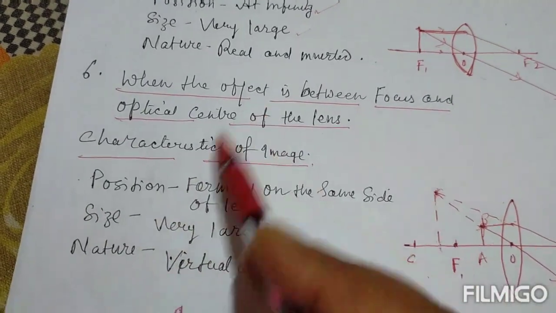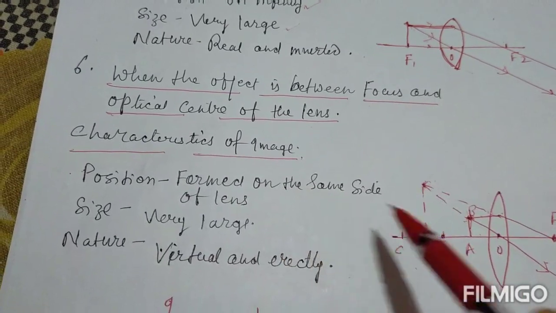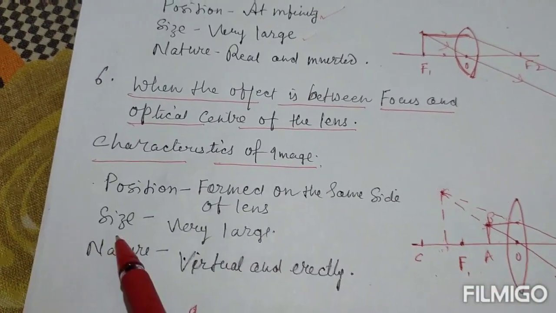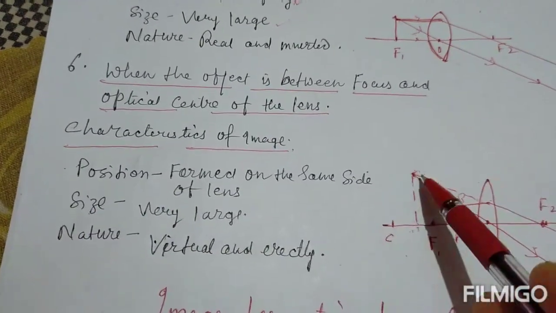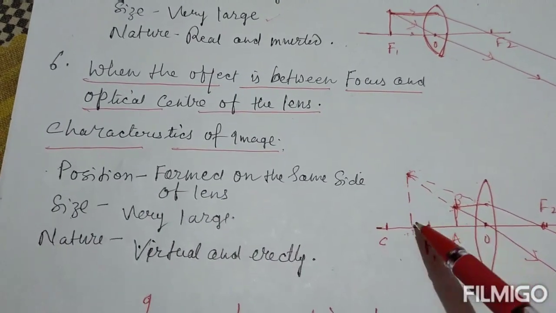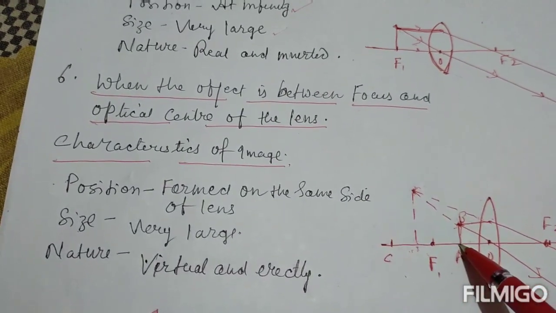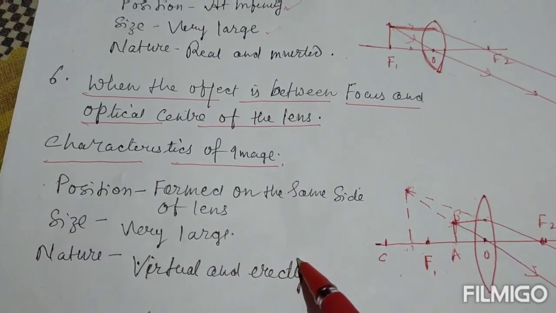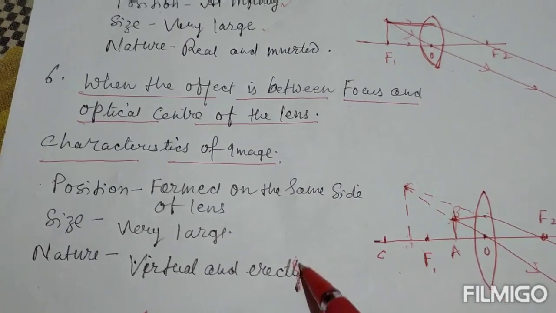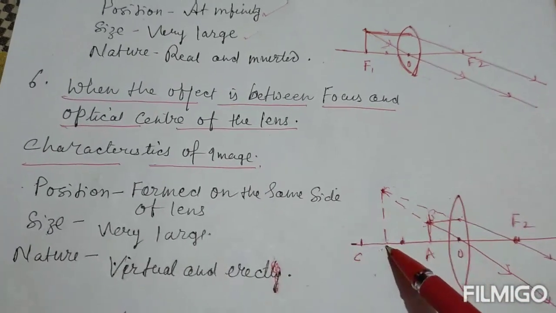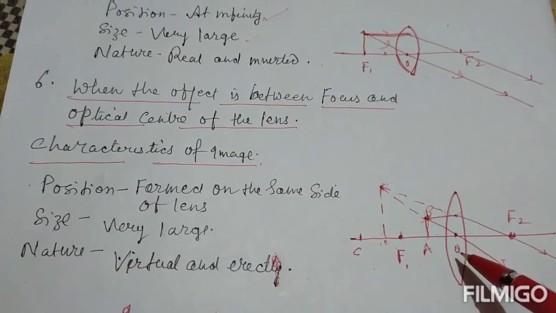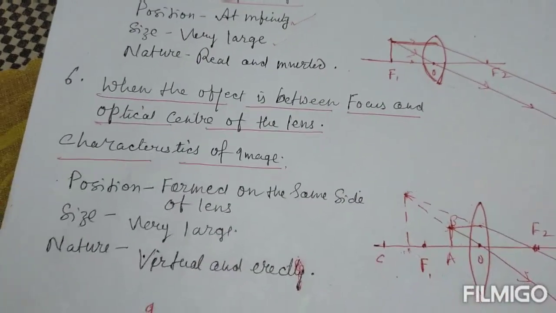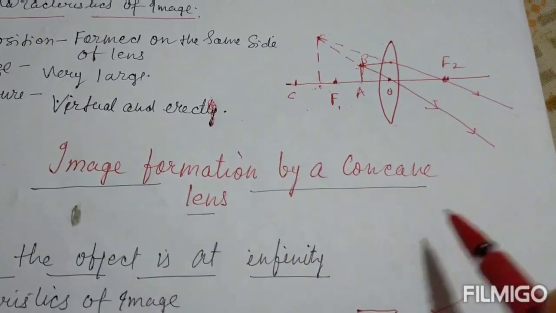So what will be the characteristic? Position, formed on the same side on which the object was kept. Size, it is very large, as it is clear from the picture, it is very large in comparison to the object. Nature, virtual and erect. So this is the only case where a convex lens forms a virtual and erect image. So now we will see image formation by concave lens.